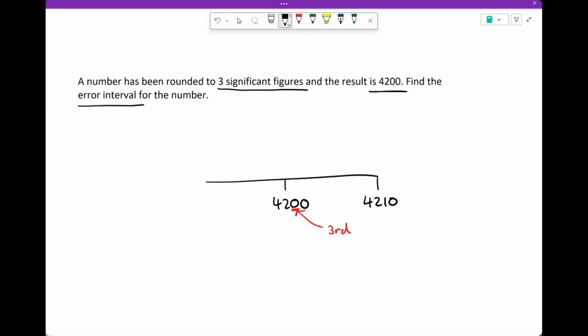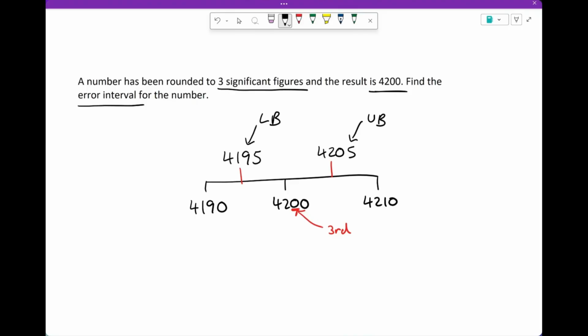And then we're going to subtract 1 from it. So if we're essentially subtracting 10 from 4,200, we're going to get 4,190. So then my upper and lower bound are my midpoints. So my upper bound would be 4,205. And then my lower bound would be 4,195. So then I can write out my error interval.